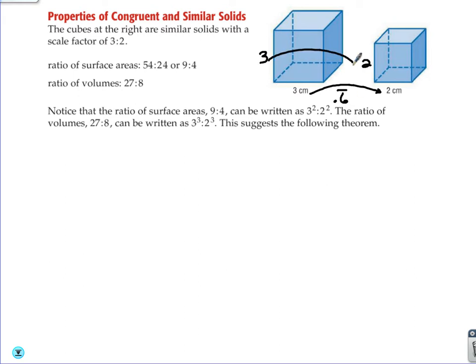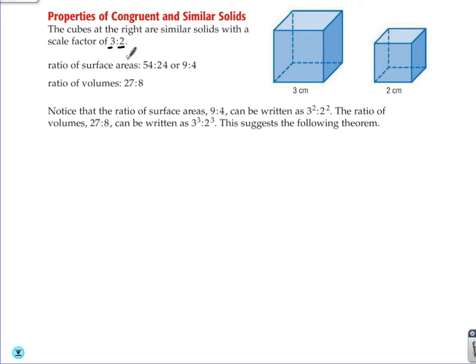Does it have the same scale factor? It's the same numbers, right? This side is 3 and this side is 2. Does that have the same scale factor? It's the same numbers. So how would they not be similar since every measurement is the same? So yeah, all cubes are going to be similar. So your scale factors are all the same. Now, here we go. It says the cubes at the right are similar solids with a scale factor of 3 to 2.